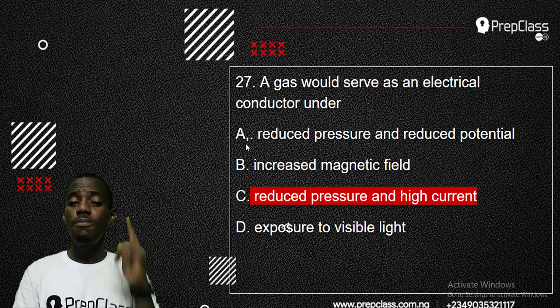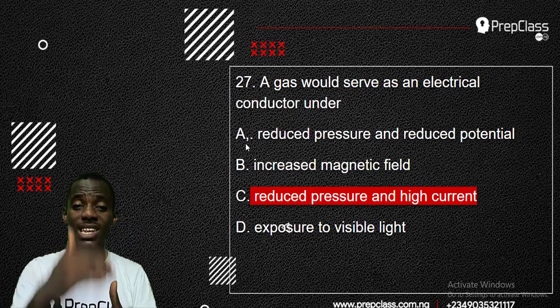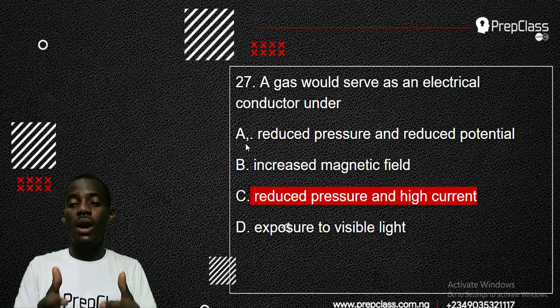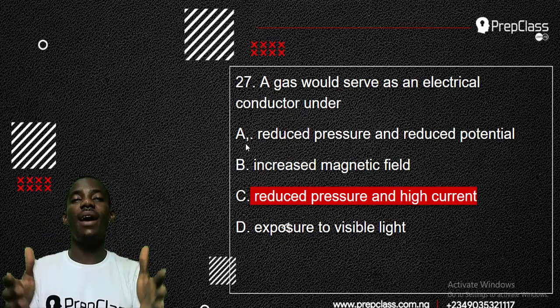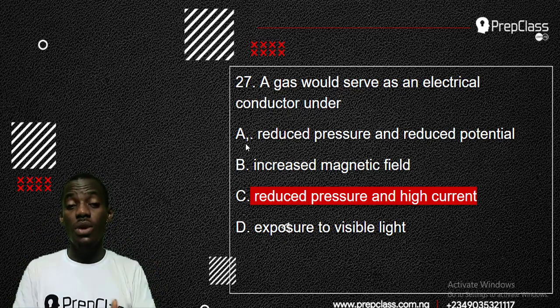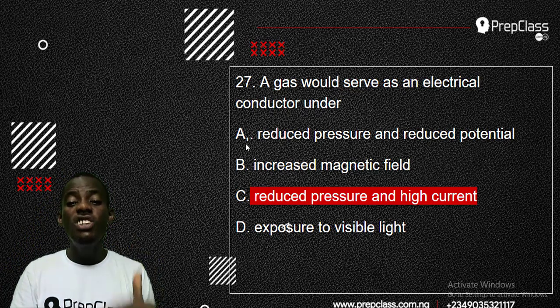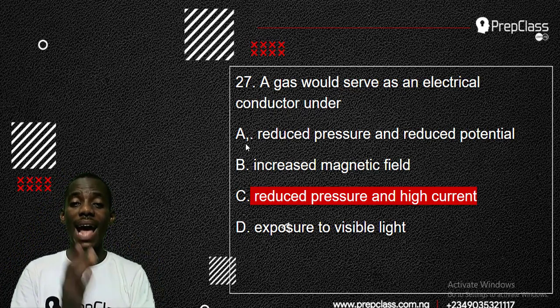Take note, reduced pressure and high voltage, and wherever increased voltage or potential difference lowers current. So I can't say high current because it should be low current and high voltage, because current and voltage are like they are not friends. If voltage is high, current will be low. So it should be reduced pressure and high voltage, not high current, and that gives me my answer. So that's the answer to number 27.